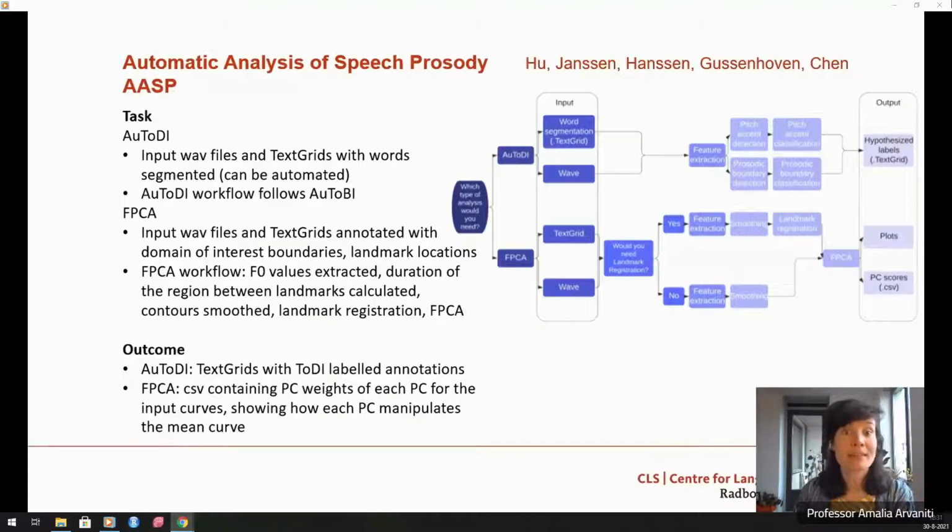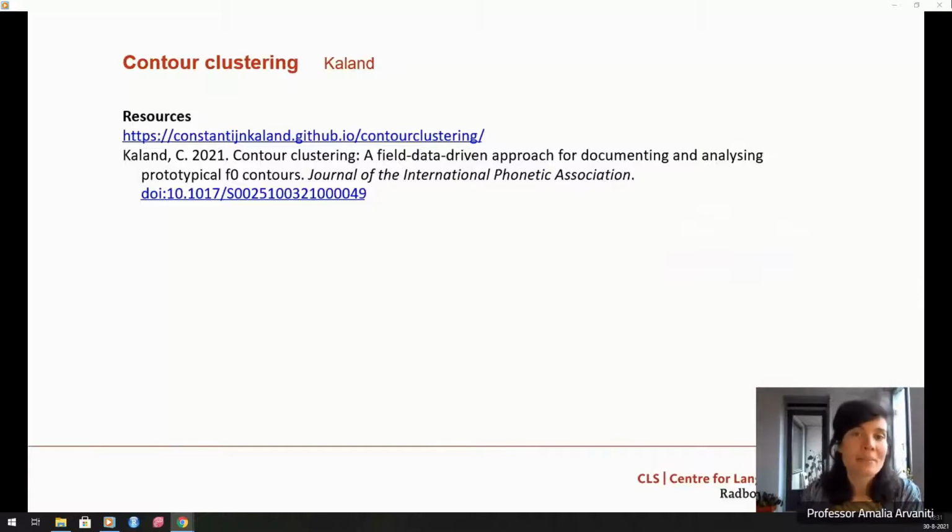So this method is suitable if you're working on Dutch, though as I mentioned, it can be adapted for other languages. However, the FPCA component will be available for people working on any language who have their data in the right format. So this tool is slightly different from the other tools that we've looked at, where an analysis is performed within the tool as well as annotation. The next tool is also performing an analysis. Let's take a look. The last method is contour clustering, which was developed by Constantijn Kaland, and he published on this earlier this year.